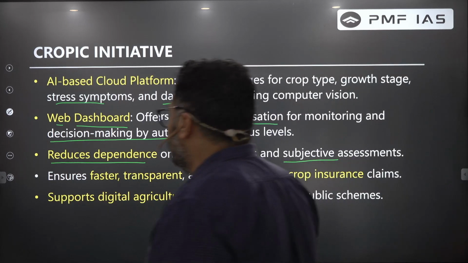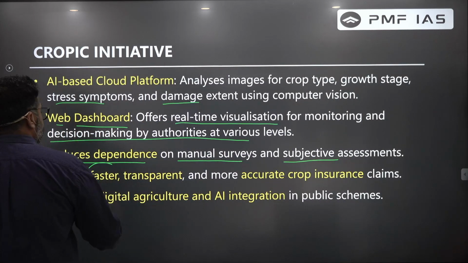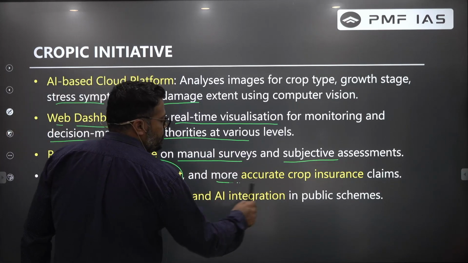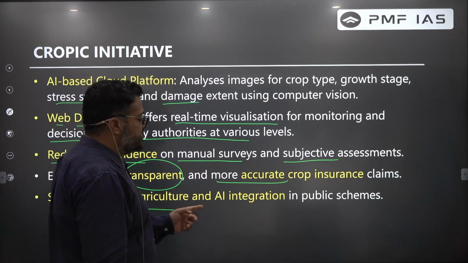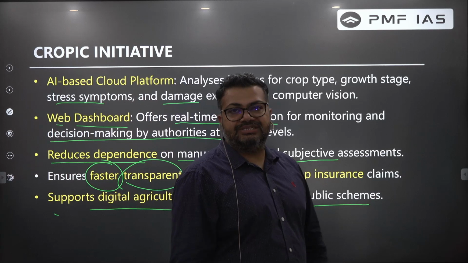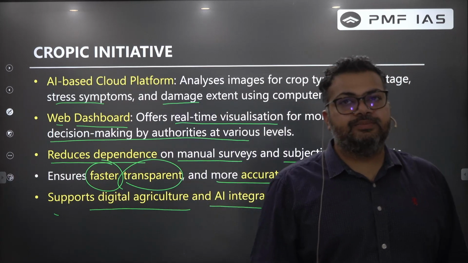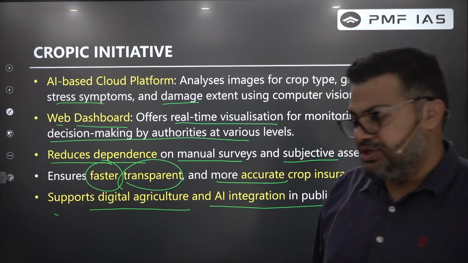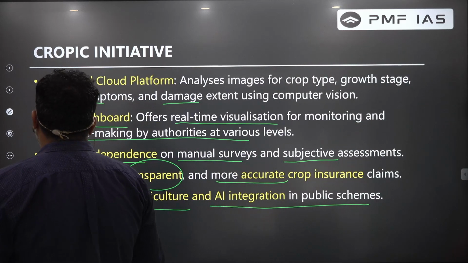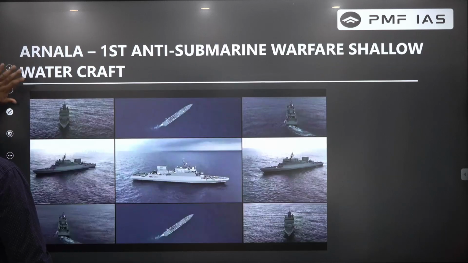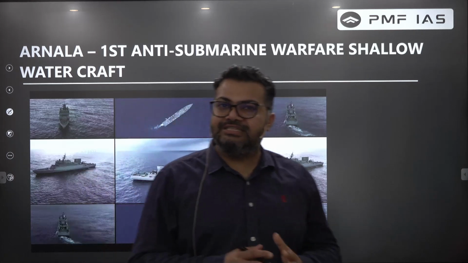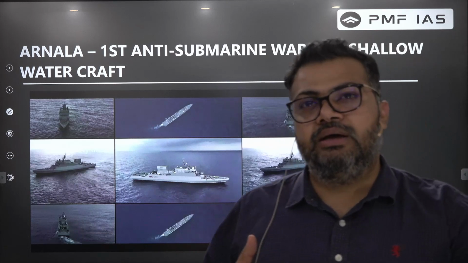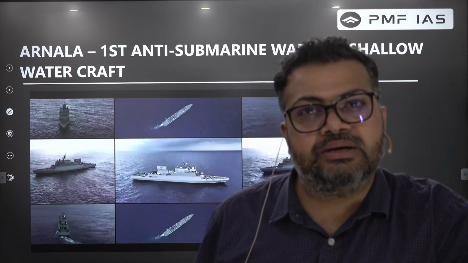So this ensures faster, more transparent and more accurate crop insurance claims, and also supports digital agriculture and AI integration in public schemes. I believe all of you guys are able to understand this was the CROPIC initiative of the Ministry of Agriculture and Farmer Welfare. Next is Arnala. You can see that most of the initiatives are factual and very simple to understand, but you can understand the kind of impact that they can make if they are implemented in the same spirit, right?